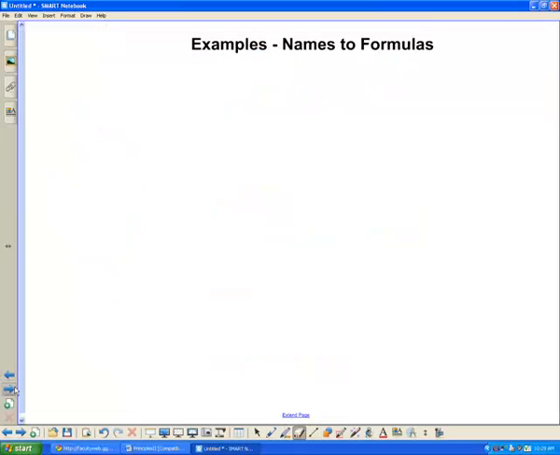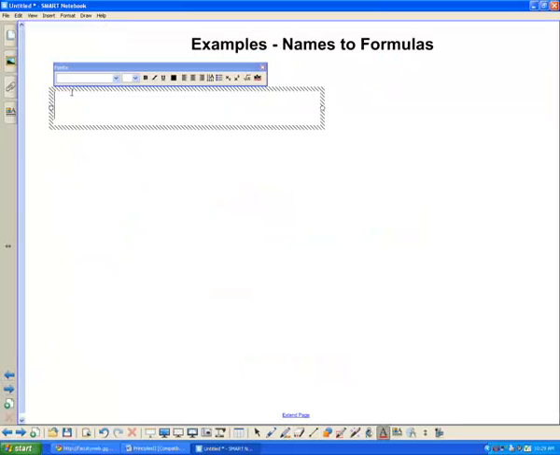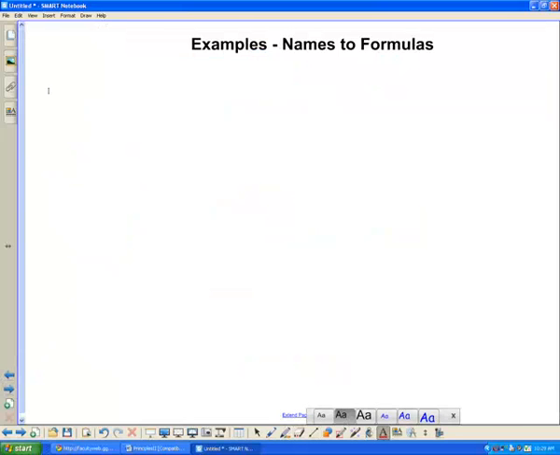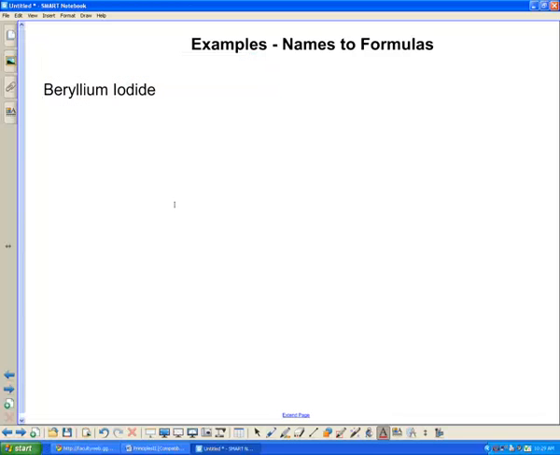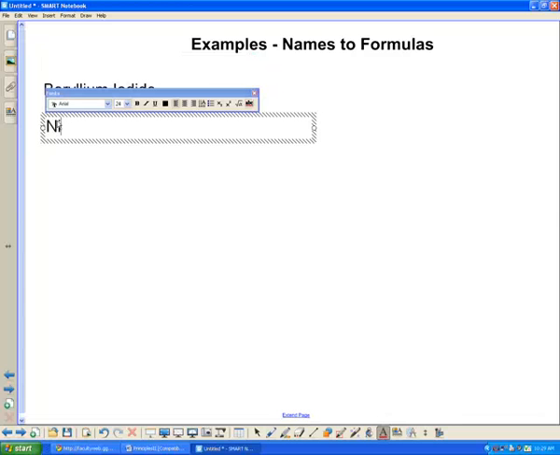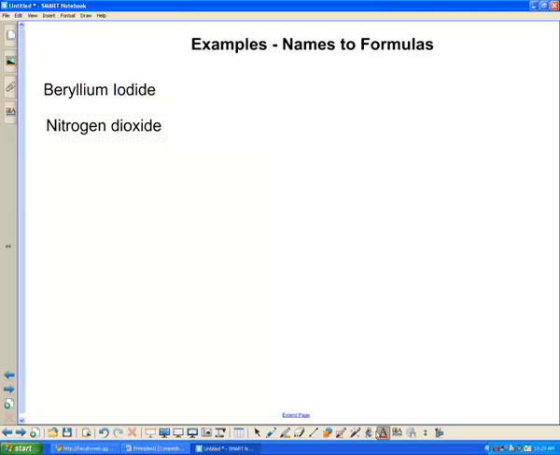Now what if we were to go the other way, names to formulas? Alright. So I'm going to put in some names here. Let's do this. First we'll do beryllium iodide. Alright. And let's do another one. Let's do nitrogen dioxide. Oops, if I can spell it right. Nitrogen dioxide.